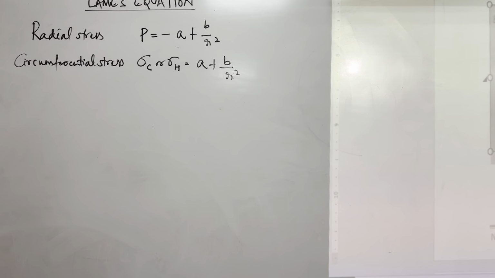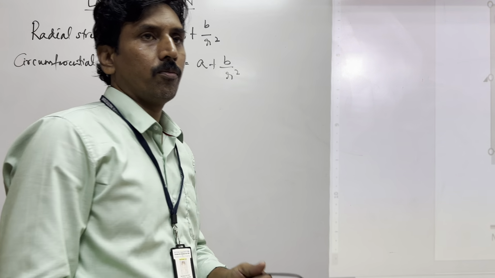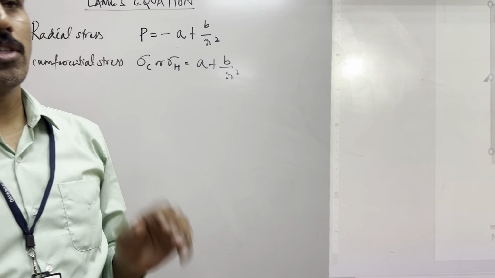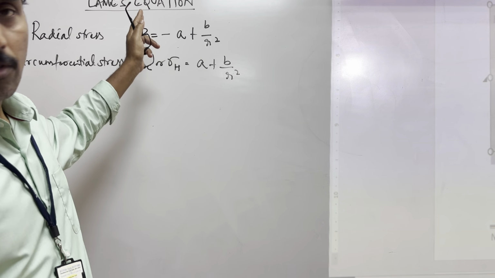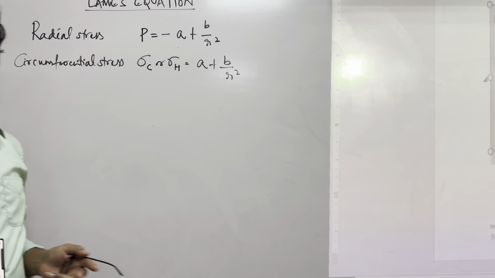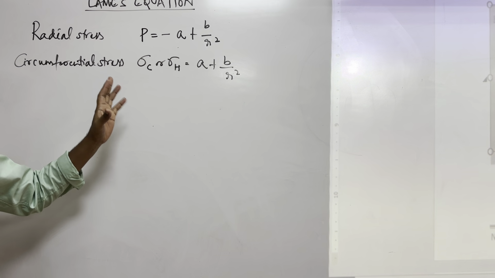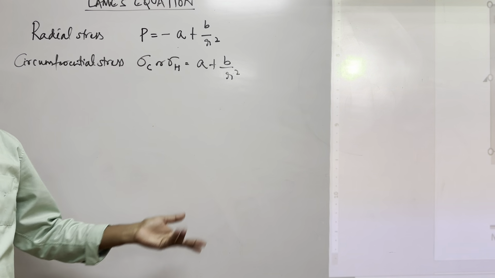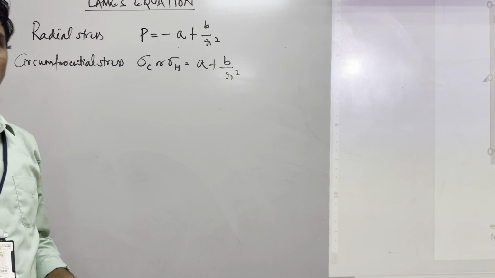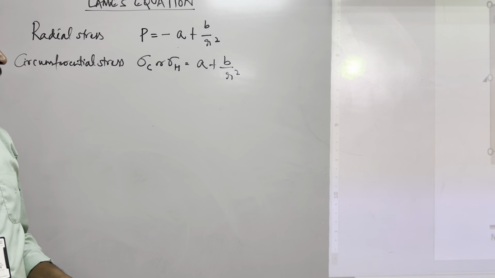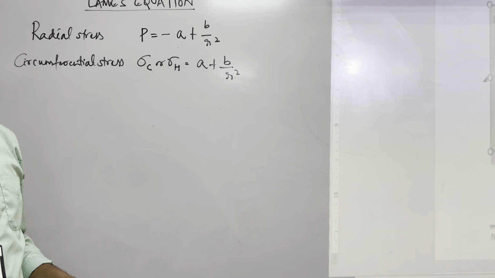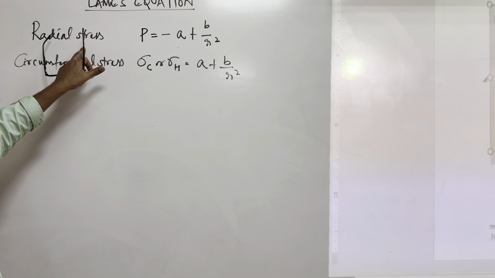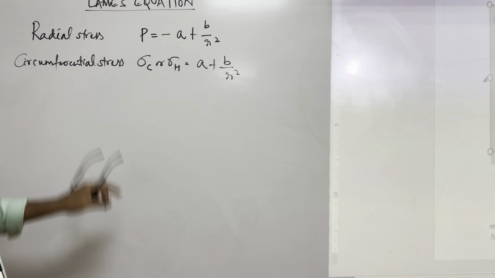Okay, let me solve a numerical on a thick cylinder. In the thick cylinder equation, there are two types of stresses basically. The longitudinal stress is constant and doesn't vary. What varies along the thickness of the cylinder are these two stresses, radial stress and circumferential stress.